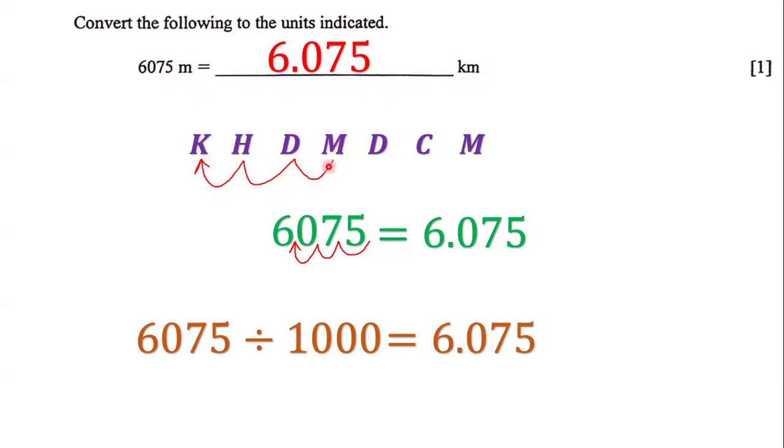Since we move over 3 times, our decimal point is behind the 5. So we're going to do the exact same thing. We're going to move over 3 times. 1 and 2 and 3. That means the decimal point is currently right here between the 6 and the 0. That's where the decimal point is. That makes sense? So that's how we get 6.075. Does that make sense to you? Yes, sir. That's good.